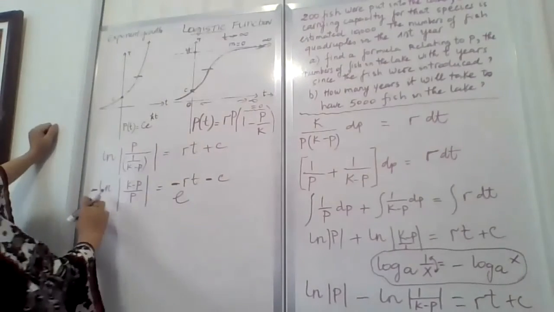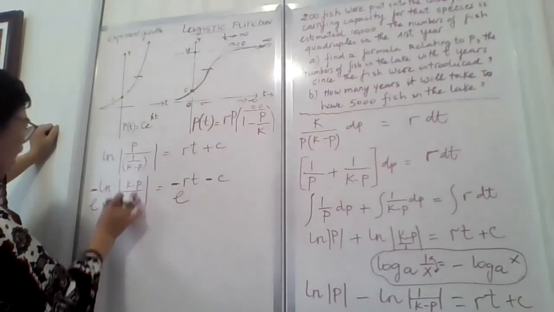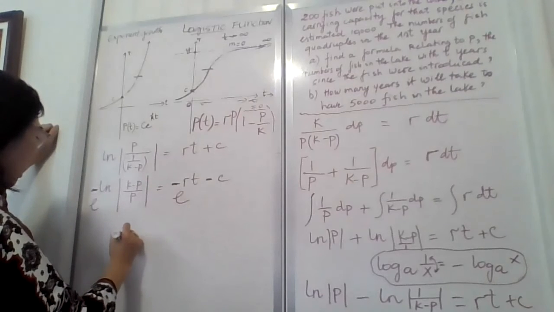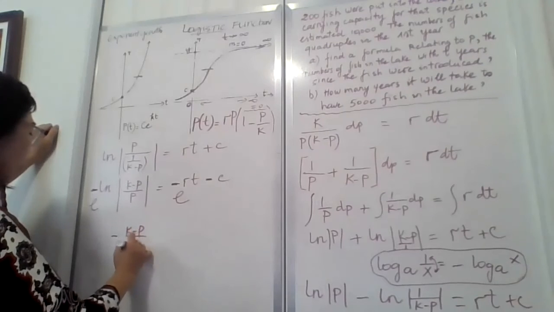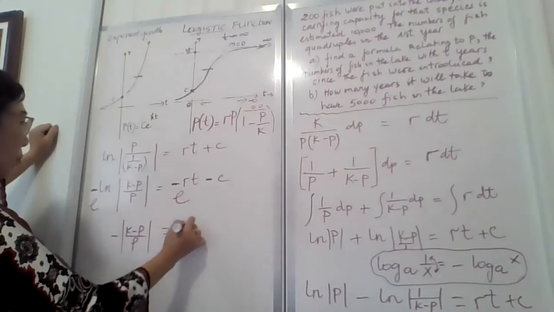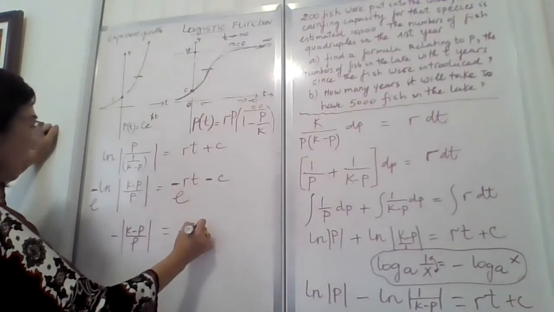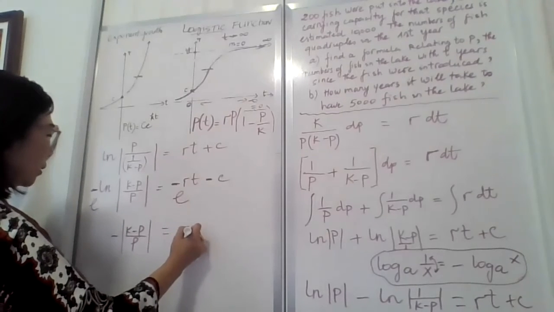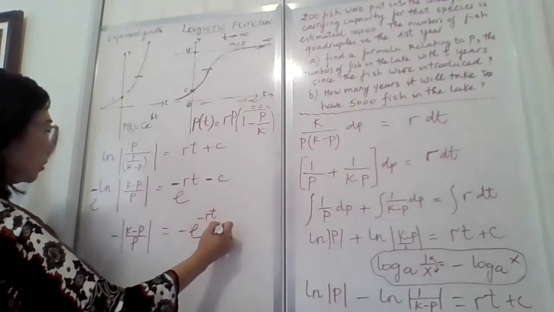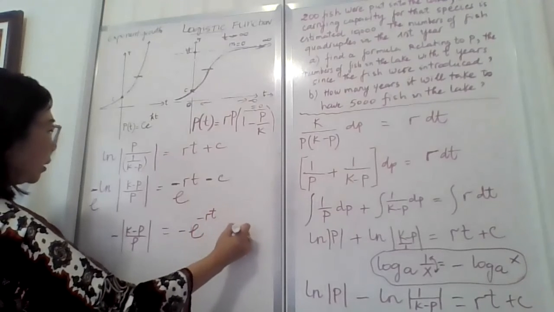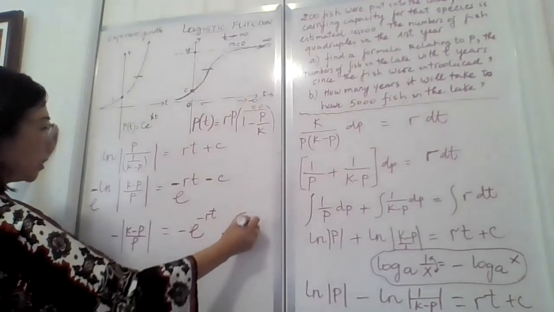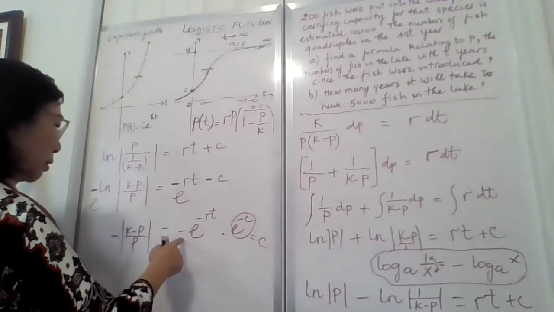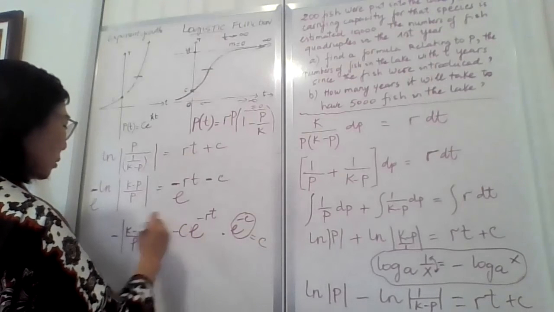It's always like that. You can use a calculator to validate that as well. Okay, so now ln e to the star equals star. So it means this is the star, and we have a negative, so it becomes negative k minus p over p equal minus e to the minus rt times e to the minus c. But e to the minus c is just a constant c number. So we're going to bring it up here. We will leave it like this, right?